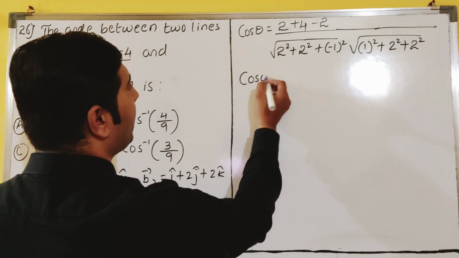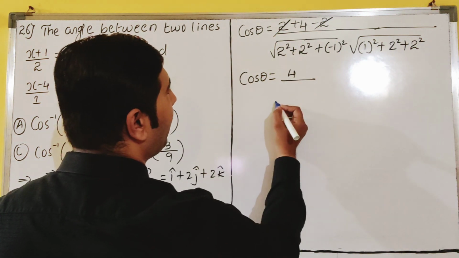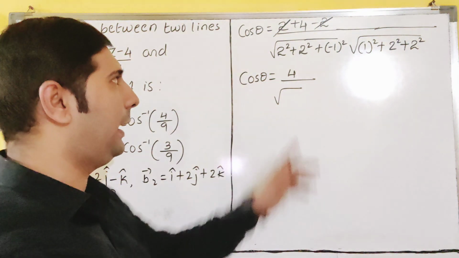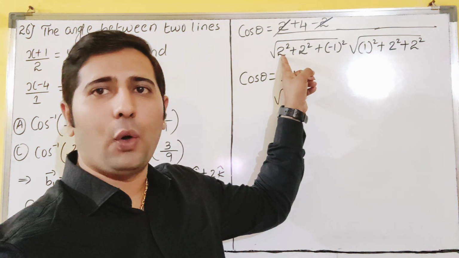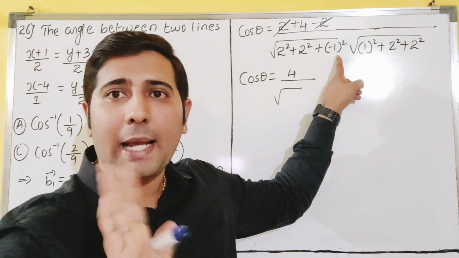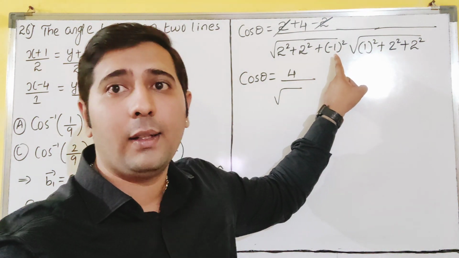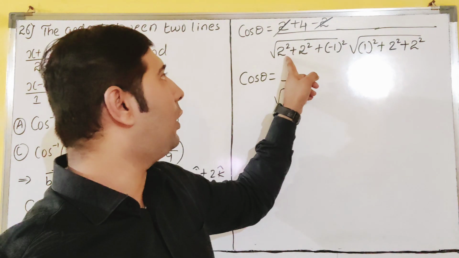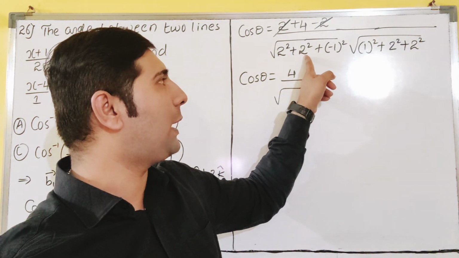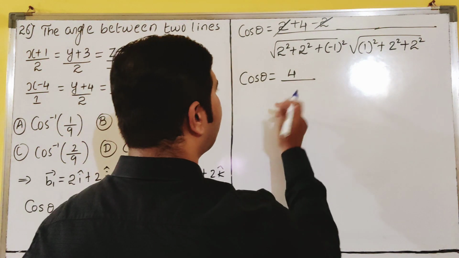So this is cos theta is equal to plus 2 minus 2 get cancelled. So 4 you are remaining, and this will come how much, you see. 2 square is 4. 2 square is 4. Minus 1 square is 1. Don't write minus 1. Minus 1 square is 1, dear students. Don't write minus 1. So 2 square is 4. 2 square is 4. 4 plus 4 is 8. 8 plus 1 is 9. Square root of 9, that is 3.